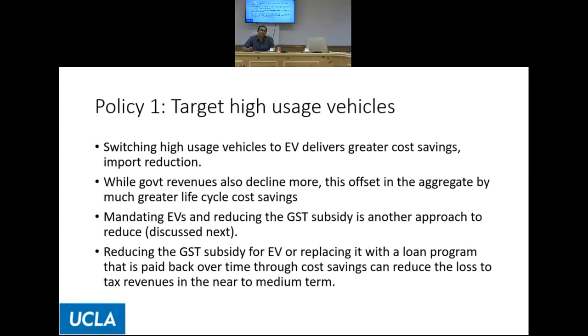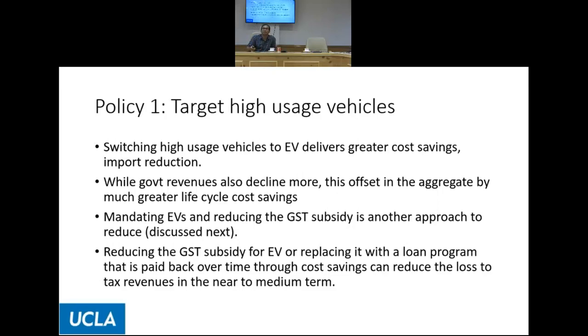So I think the one clear message is switching to high usage vehicles delivers greater cost savings. Government revenues will decline, but imports decline a lot too. So from a trade perspective, there is a lot more decline. So greater cost savings, and a lot more reduction in fuel imports, but a slightly greater reduction in government revenues.